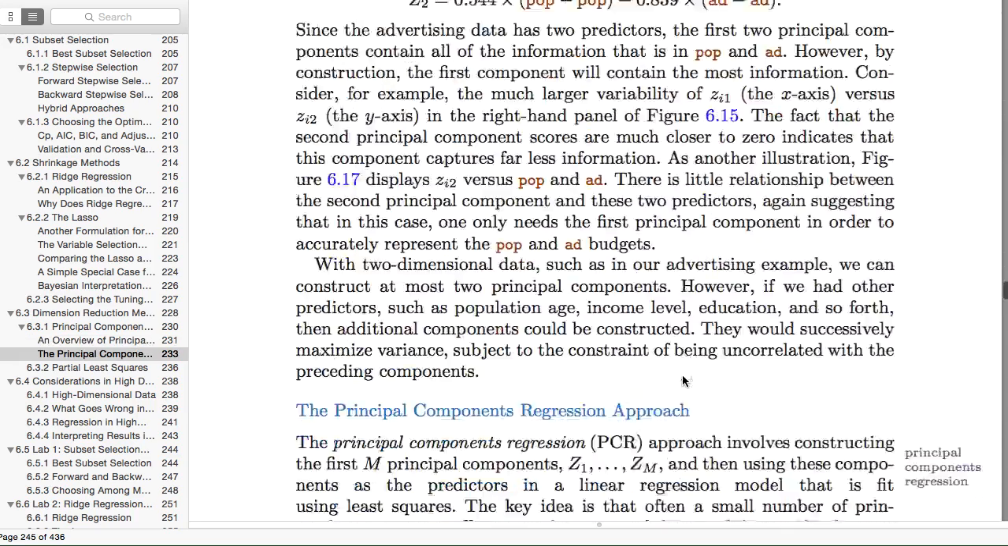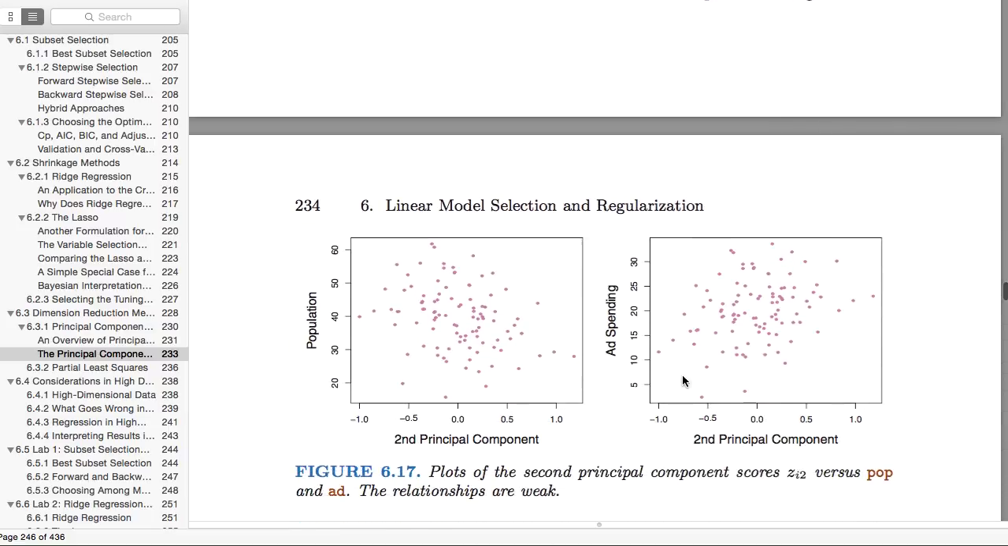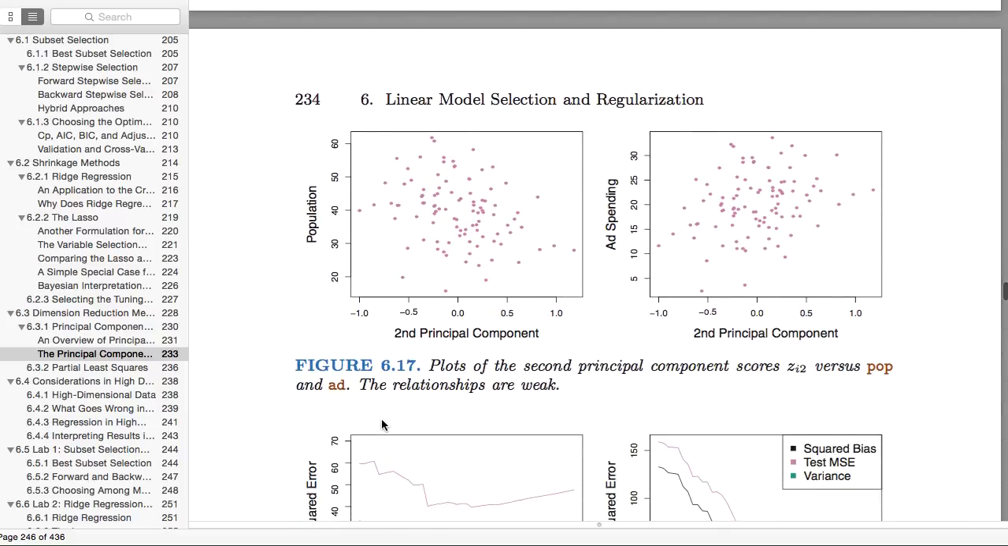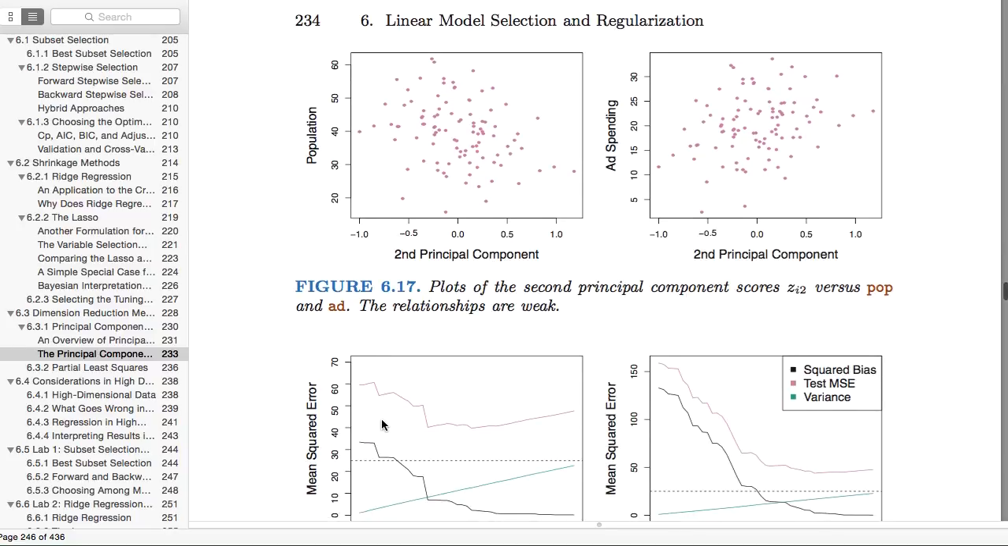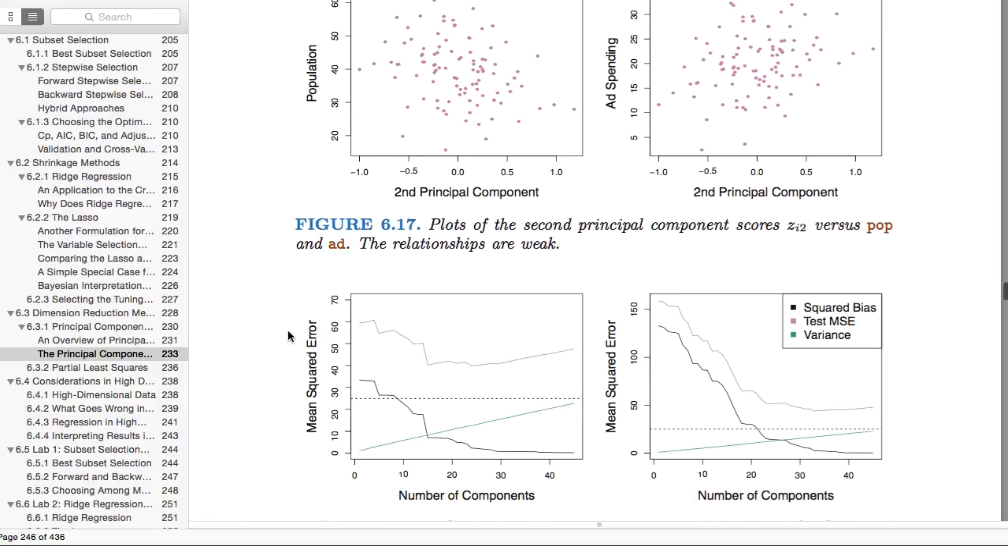And we really see it when we plot the second principal component against ad spending or against population. Imagine looking through this big cloud from the end rather than looking at the big cloud from side to side, and you're seeing sort of, in a sense, a cross-section of the cloud.